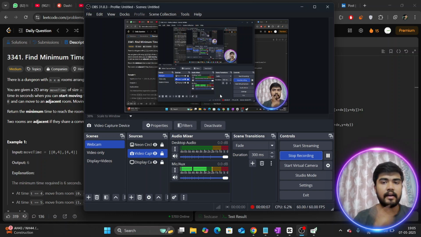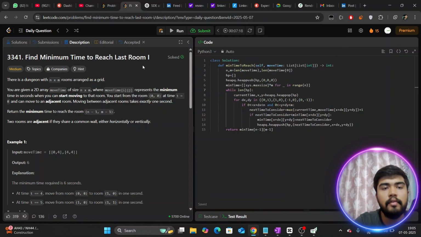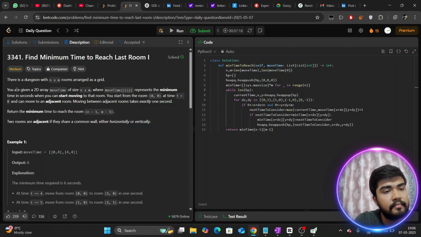So let's get started. Today we have this question: find minimum time to reach last room. First we will understand the problem statement. We will go through the problem statement first to try to understand it. There is a dungeon with n cross n rooms arranged as a grid.